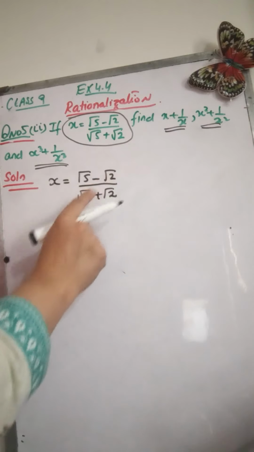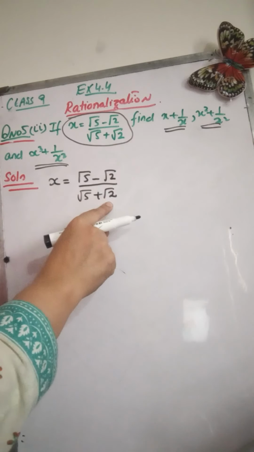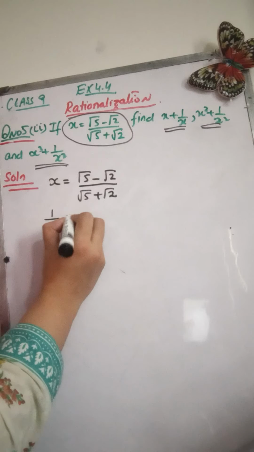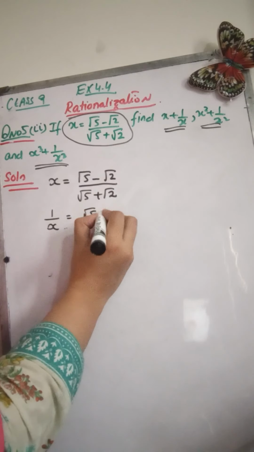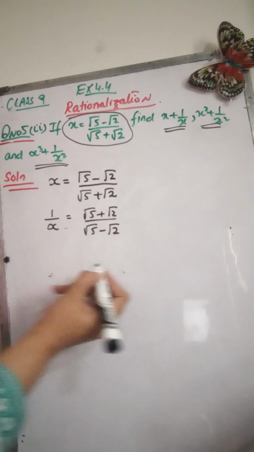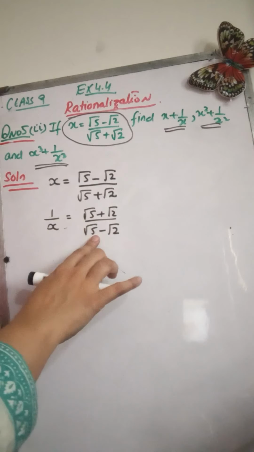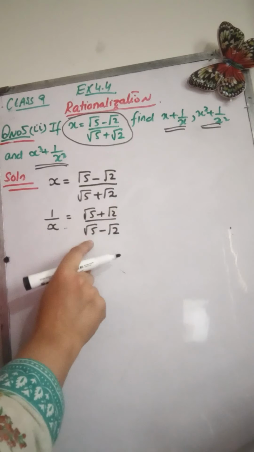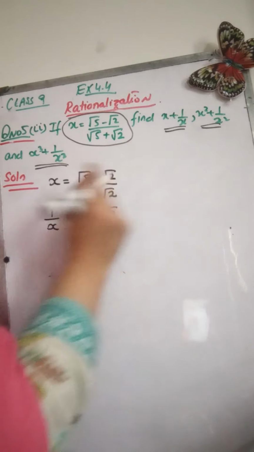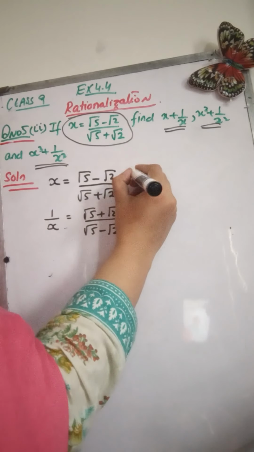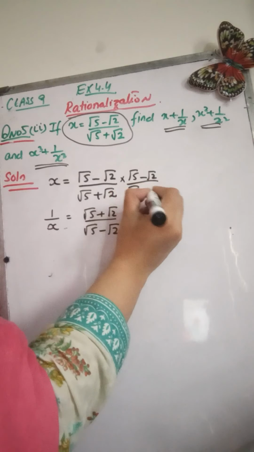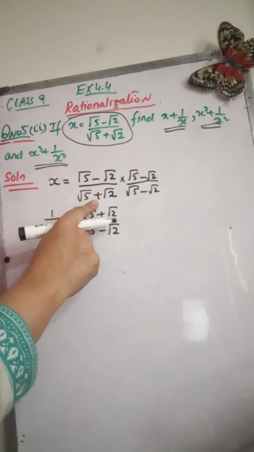Now x is √5 minus √2 over √5 plus √2. First of all, we are going to find 1 over x, which is √5 plus √2 over √5 minus √2. And we are going to do the rationalization of this fraction. To rationalize them, we will rationalize both. To rationalize x, we are going to multiply it by √5 minus √2 over √5 minus √2, the conjugate of the denominator.